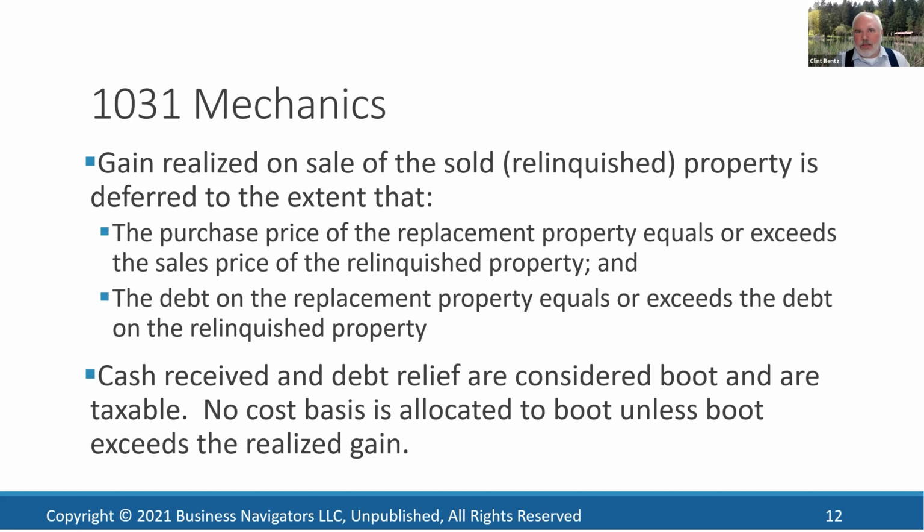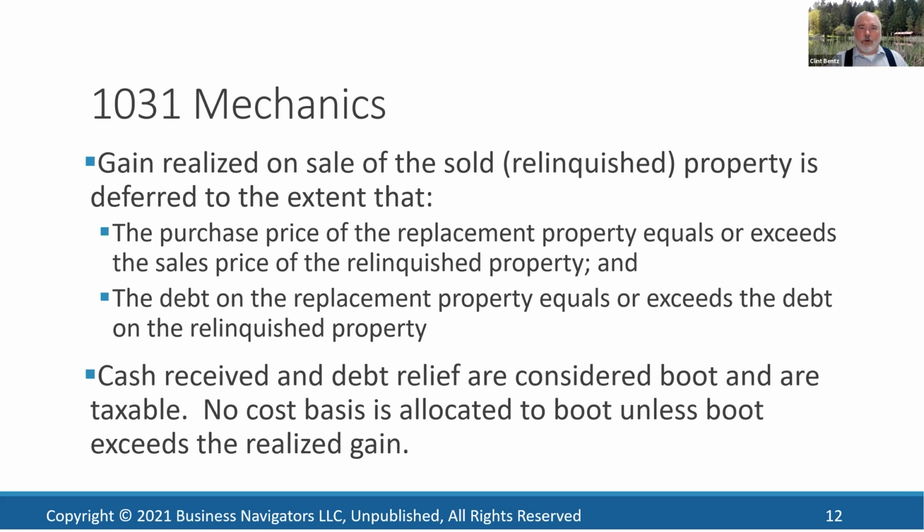So the way to think about this: if you get any cash out of the deal, or if the debt goes down, so you get debt relief out of the deal, either one or both of those things are considered boot in the transaction. This is money that wasn't reinvested, and it's taxable, and no basis is allocated to the boot. So the boot is going to be taxable up until you've used up all of the gain. We don't allocate any cost basis to the boot unless the boot exceeds your total gain, in which case there's no reason to do the 1031 exchange anyway, because there's no gain to defer. You've taken all the gain out in cash or in debt relief.